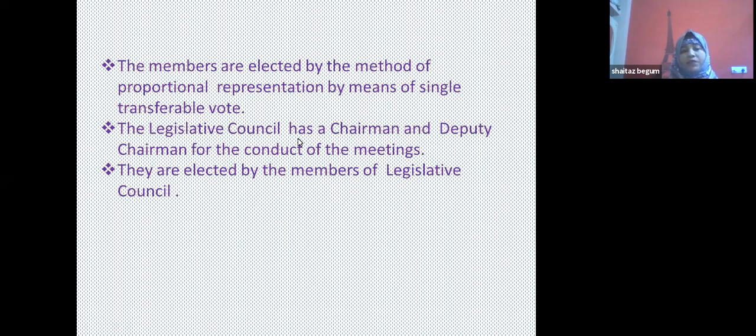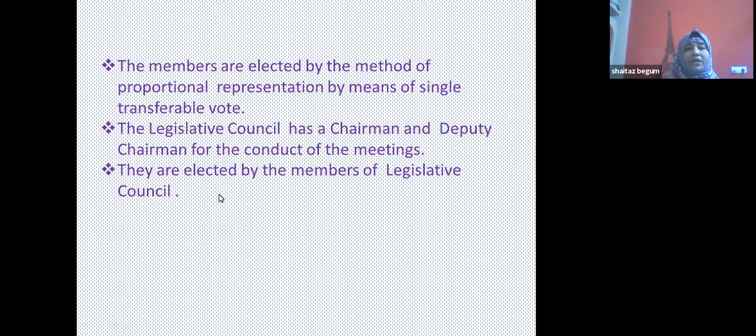The Legislative Council has a chairman and a deputy chairman for the conduct of meetings. In their absence, a vice chairman also conducts the meetings. They are elected by the members of Legislative Council among themselves.